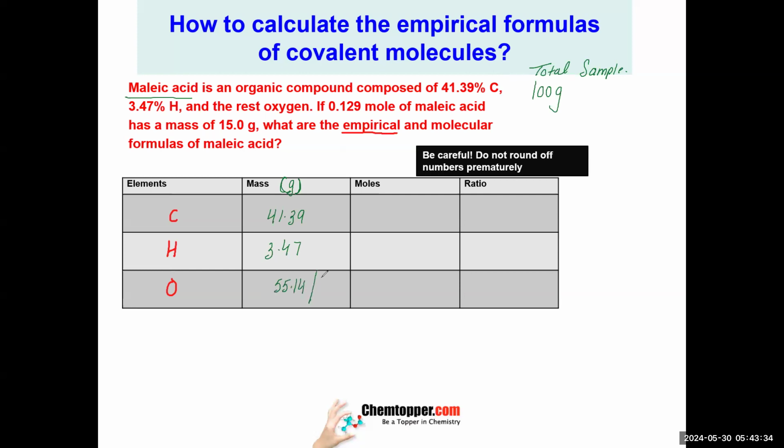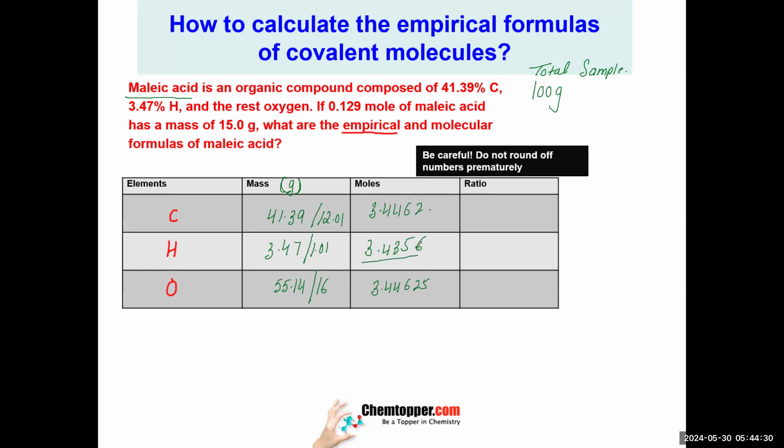55.14. Now divide this by 16. It will give you the moles of the oxygen. I'm getting 3.44625. Divide 3.47 by 1.01. Get the moles, Mayank. Get the moles. Carbon, get the moles of carbon, divide by its atomic mass. We are dividing it by atomic mass. Yes, ma'am, good. And carbon, 3.4462.